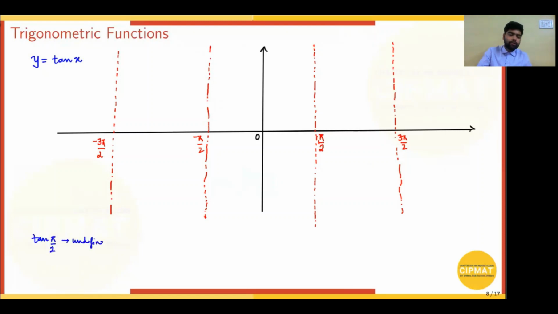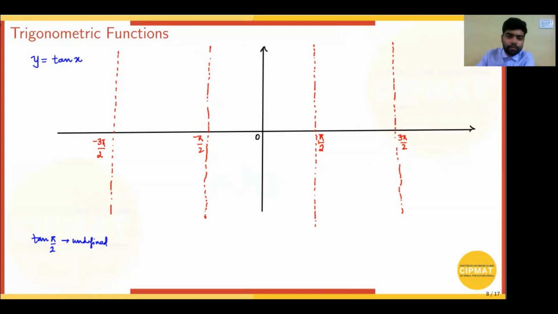Okay, tan pi over 2 is undefined. Similarly, tan minus pi by 2 is also going to be undefined. Okay, tan 3 pi by 2 is also going to be undefined. So all these red lines that I have drawn, the graphs shouldn't be on those lines at all. It should not cut the line. It should not touch the line at all.